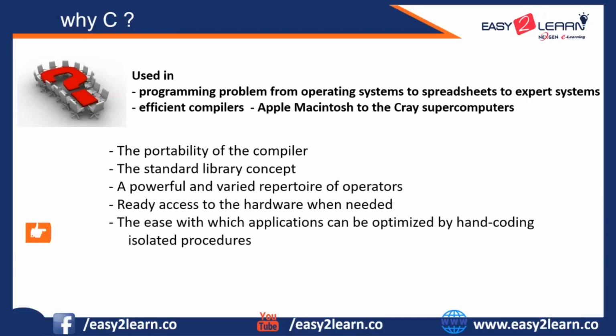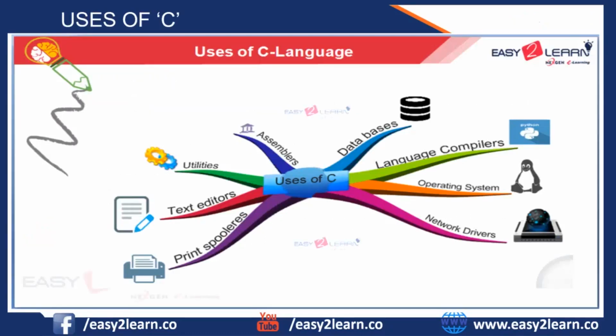The largest measure of C's success seems to be based on purely practical considerations like the portability of the compiler, the standard library concept, a powerful and varied repertoire of operators, ready access to the hardware when needed, and the ease with which applications can be optimized by encoding isolated procedures.